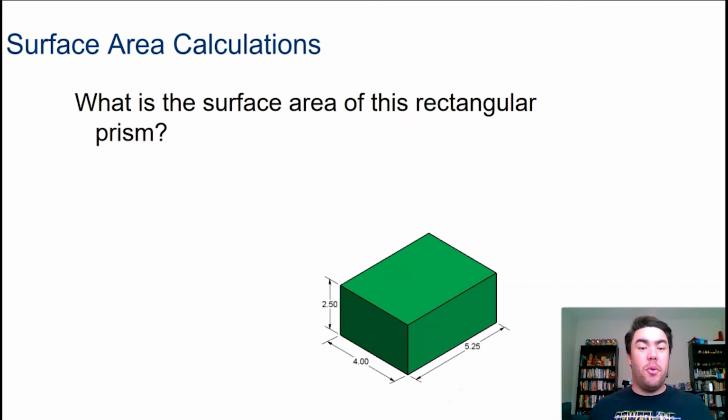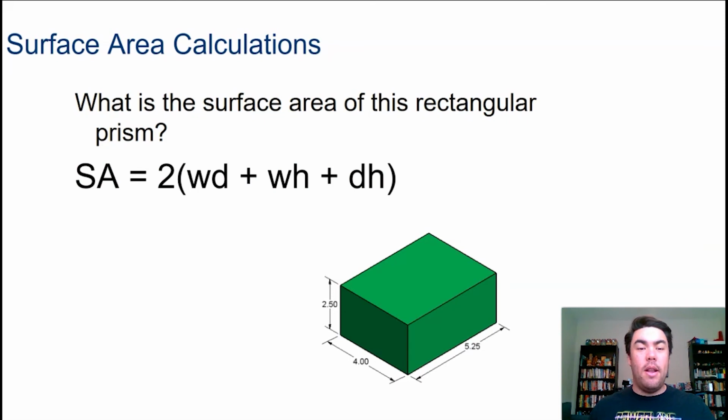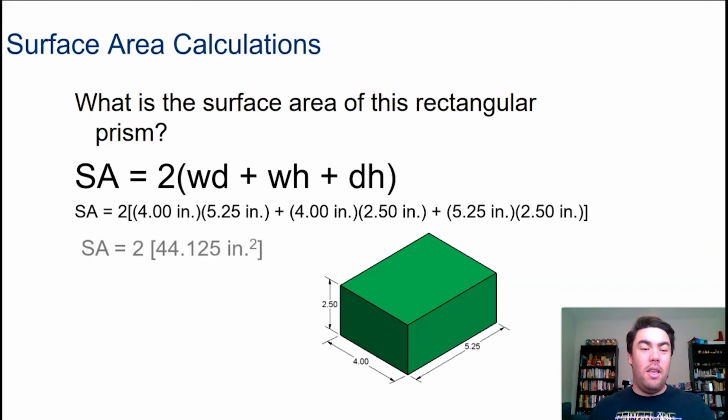Now let's take a look at this green rectangular prism that has a width of 4 inches, a depth of 5.25 inches, and a height of 2.5 inches. We can use the same formula that we used in our last example. Go ahead and try this one on your own, and then check back in a minute for your answer. That all equals 2 times 44.125 square inches, or a total surface area of 88.3 inches squared.